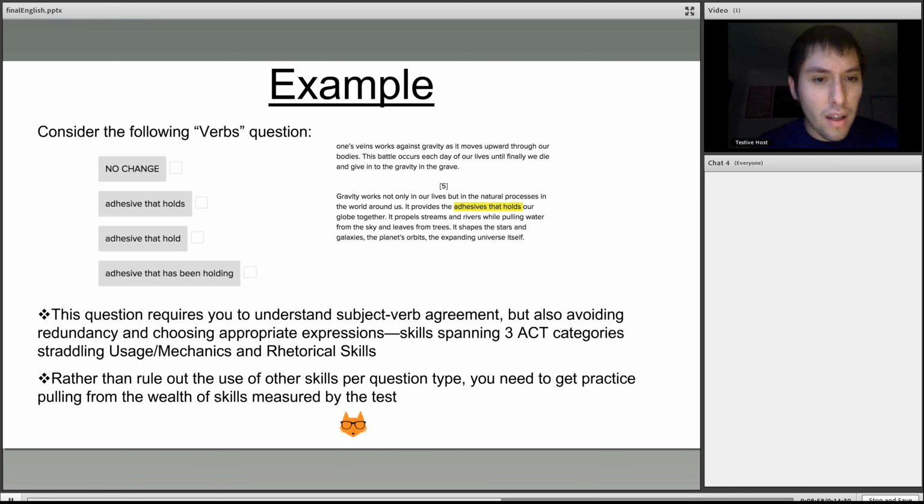And then these, if you think about it, are skills that are spanning 3 ACT categories that are straddling usage and mechanics and rhetorical skills. So you really shouldn't be crossing out or canceling in your mind specific skills just because you're working in a different section. Rather than ruling out the use of skills per question type, you need to get practice pulling from the wealth of the skills that are going to be measured by this test.